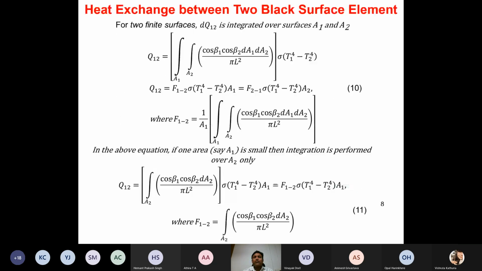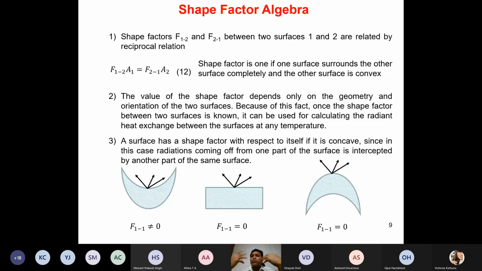So this is what we have seen until the last class. I have given it a little bit in more detail because this is slightly more complicated than what we see in the other topics in radiation. Okay. Now, as I said, these shape factors have some properties, and these properties are very important to evaluate these shape factors for different geometries.